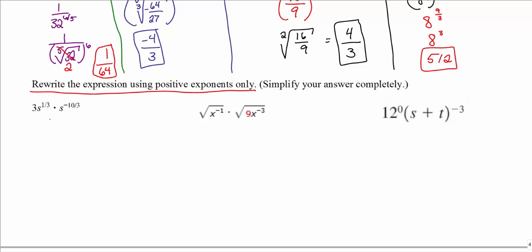All right, so for this problem, we're looking for the negative exponent. And of course, this negative exponent only applies to the base directly in front of it. So we're going to leave all of this alone, just like it is, and we're going to bring this to the bottom part of the fraction. So we're going to write this as s to the positive 10/3 power.